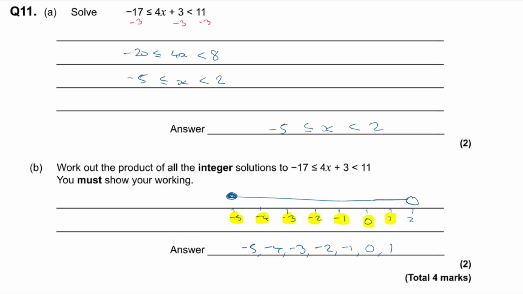Oh, now I just reread the question and it says work out the product of all the integer solutions. The product is multiplying them all together, isn't it? So if I multiply all these together, -5 times -4 times -3 times -2 times -1 times 0 times 1, that's going to give me 0, isn't it? Because anything that's got a 0 in it is going to give you 0. So because it's got a 0 there, I don't have to worry about the rest of it. It's going to be 0, okay?